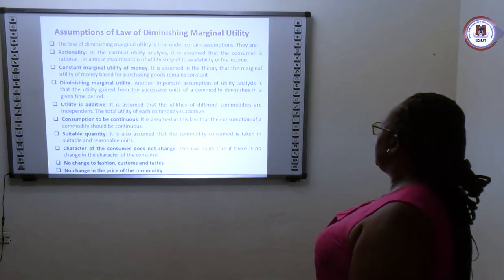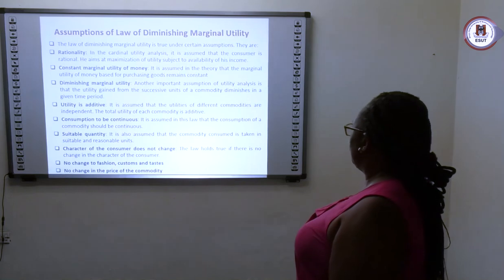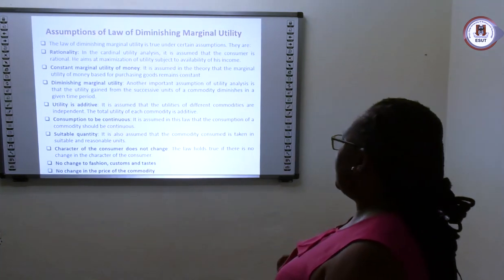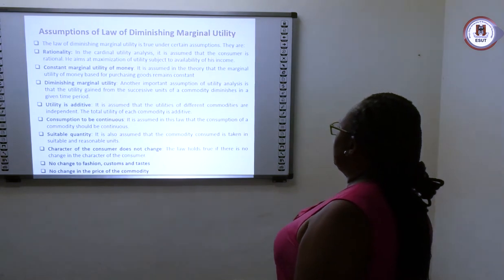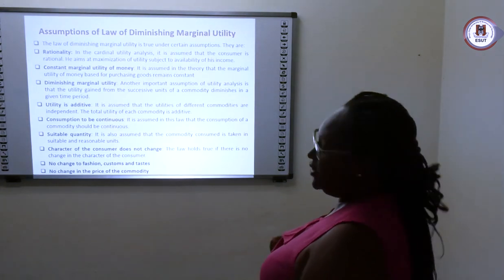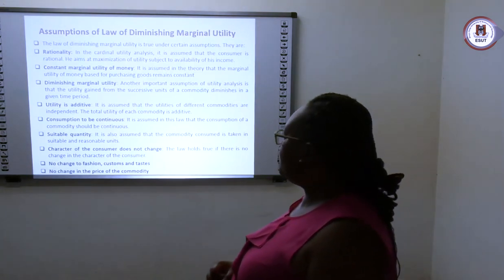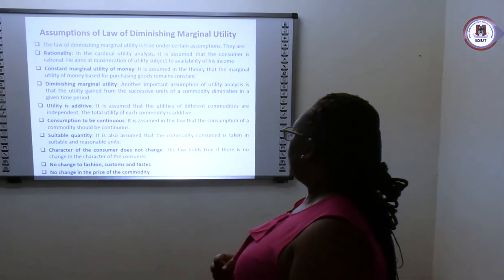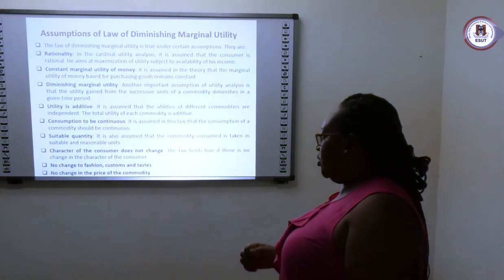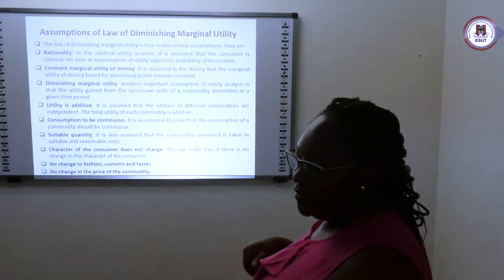Assumptions of diminishing marginal utility. The law of diminishing marginal utility is true under certain assumptions. There is rationality. In the cardinal utility analysis, it is assumed that consumers are rational. They are rational in the sense that they will be very conscious of, especially, their income. Before they take a decision in buying anything, they will first of all look at their income.